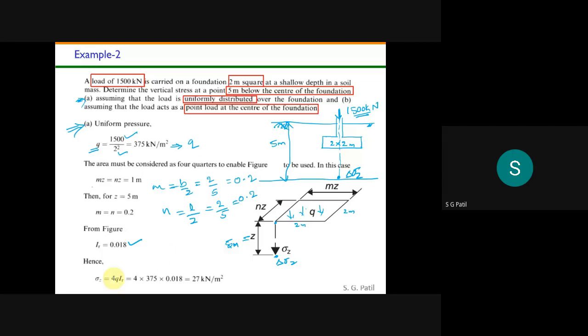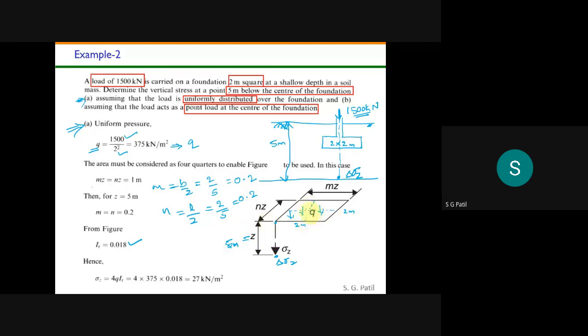Now here, see, I made a mistake here. Now I have to divide this square. This I have to deduct. I have to divide it into 4 parts. Then you multiply by 4 times.